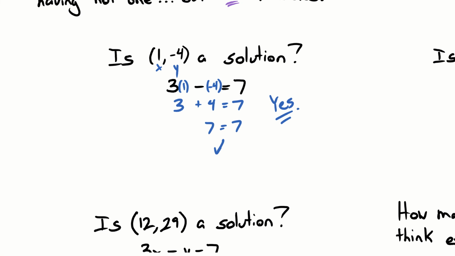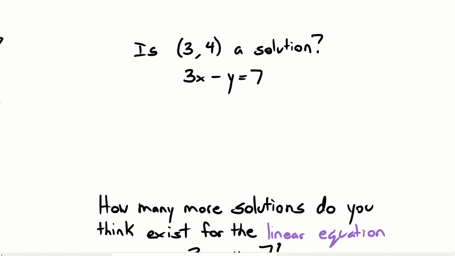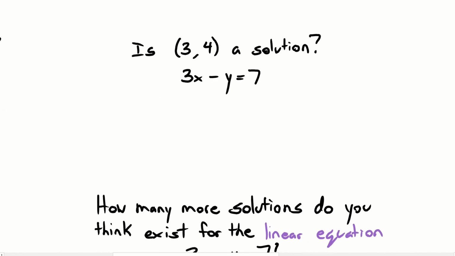Are there more? Is (1, -4) the only solution to the equation? Oh, let's find out. Here, let's practice with (3, 4). Is (3, 4) a solution to the exact same equation? Let's find out. This is x, this is y. Let's get rid of x again, replace it with a 3. Get rid of this y, and only the y, not the minus sign, and replace it with 4. 3 times 3 is 9.